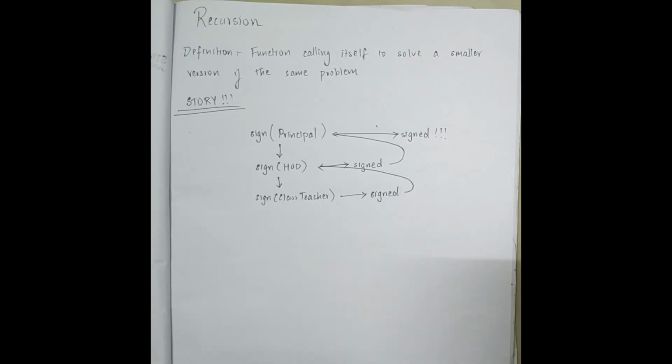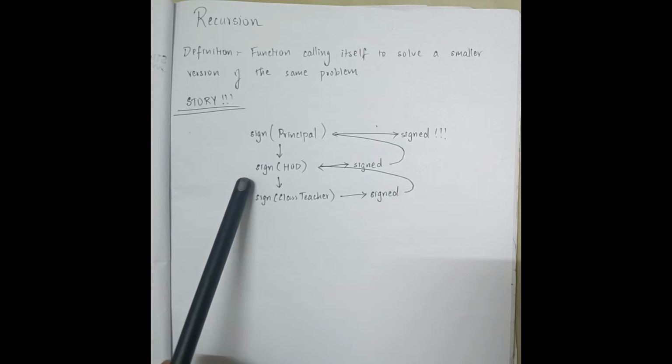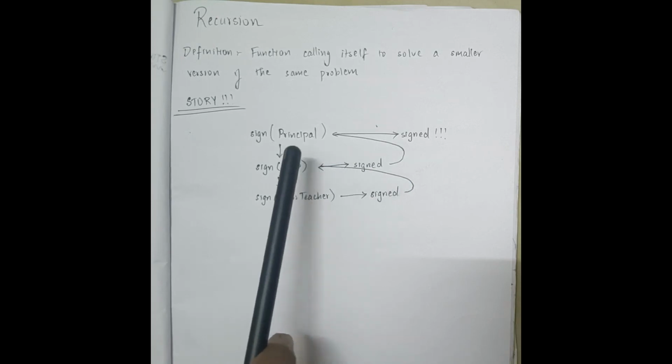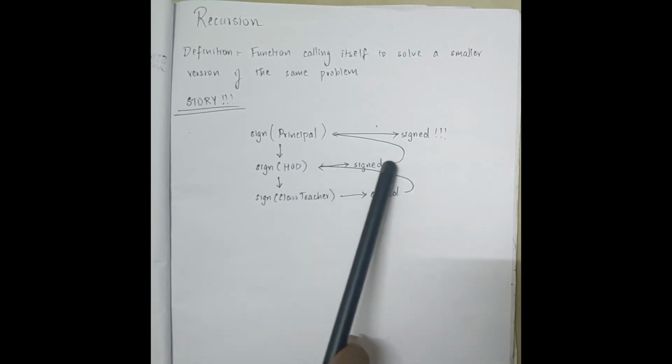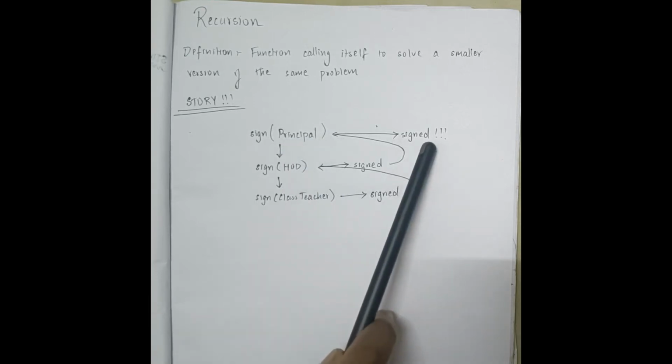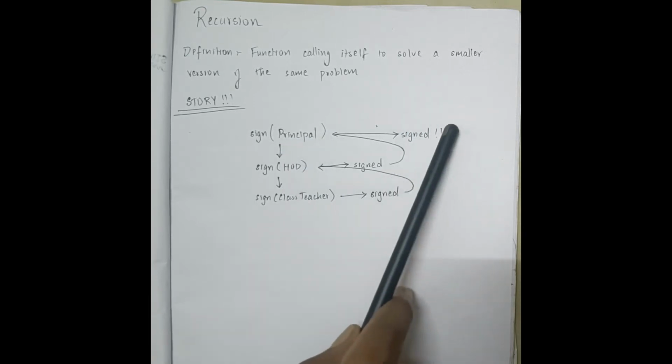You go to the principal's office, but the principal says, first get an approval from the HOD. You go to the HOD, but the HOD says, first get approval from your class teacher. And finally, the class teacher signs it. The signed paper goes back to the HOD. The HOD approves it and returns the signed form to the principal, where the principal signs it. And this is our desired result.